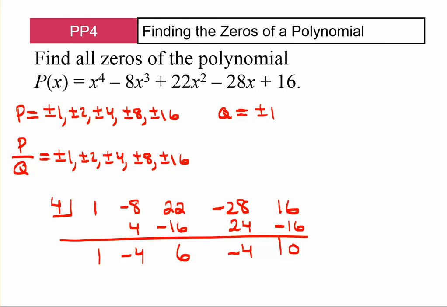Okay, write for me the polynomial that is left, if you haven't done so already. We started off with x to the fourth, so we're going down to x to the third. This has to be the coefficient of x to the third, so this should be 1x to the third, or just x to the third. Negative 4 has to be the coefficient of x squared. 6 has to be the coefficient of x, and minus 4 is the constant. Almost there. That's the polynomial that's left. Let's set that equal to 0. So x cubed minus 4x squared plus 6x minus 4 is equal to 0.